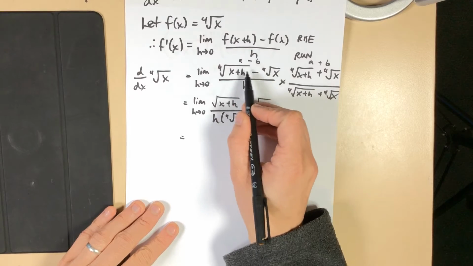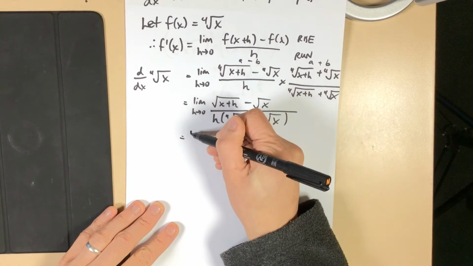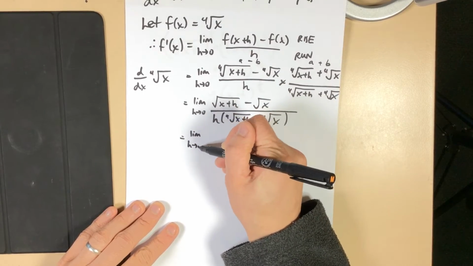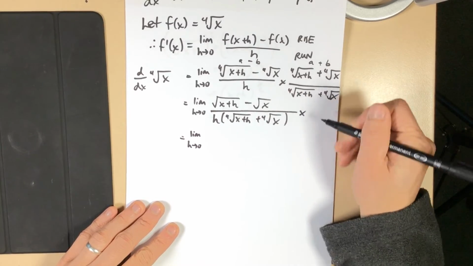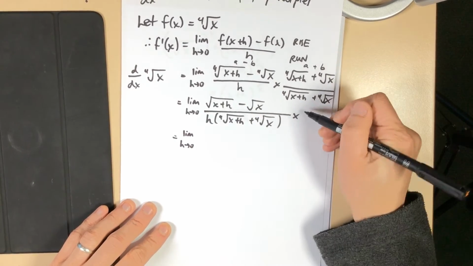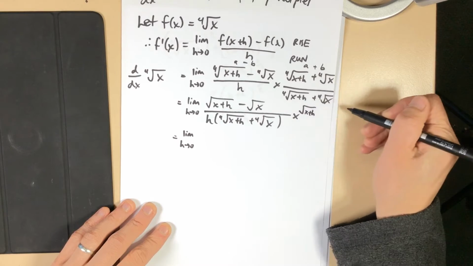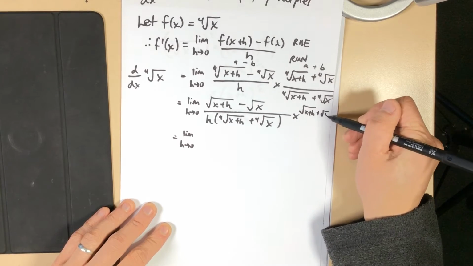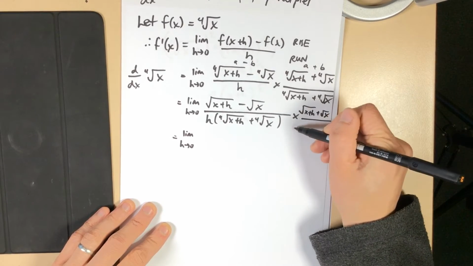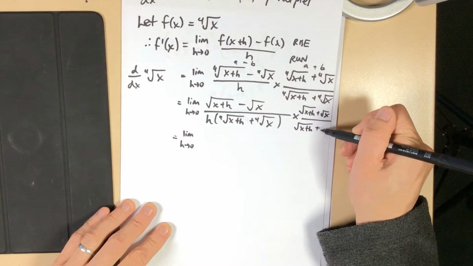I still haven't rationalized it. I got rid of the fourth roots, but I've got square roots. So to do that, I'll do the same trick again. I'm going to multiply by the conjugate of the top. That, in this case, will be square root of x plus h plus the square root of x. And, of course, if I multiply the top, I better multiply the bottom.